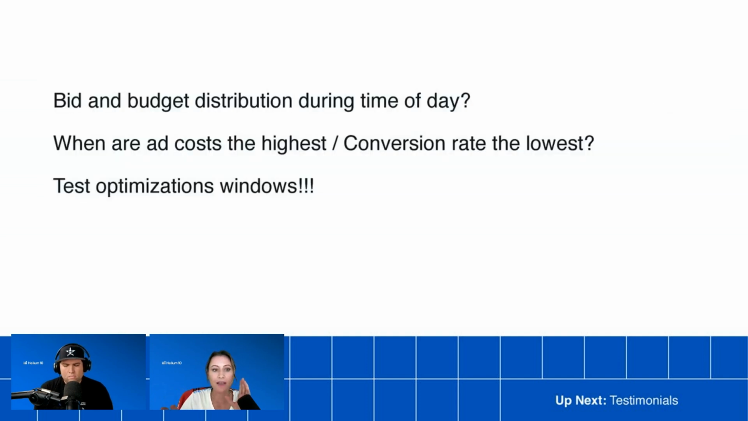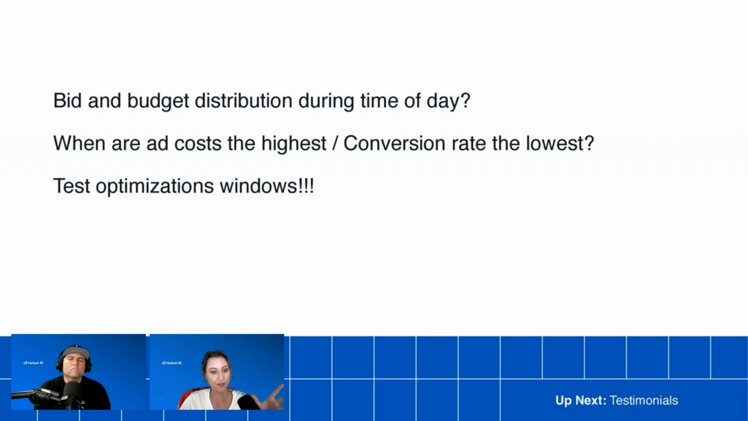So the biggest thing that we recommend, again, is don't blanket cut everything. That's not the best route. Instead, take a look at the scheduler and say, hey, is there a time of day where CPCs are the highest that maybe I can't afford? Is there a time of day when my conversion rate's the lowest? And can I optimize my bid and budget distribution based on that?